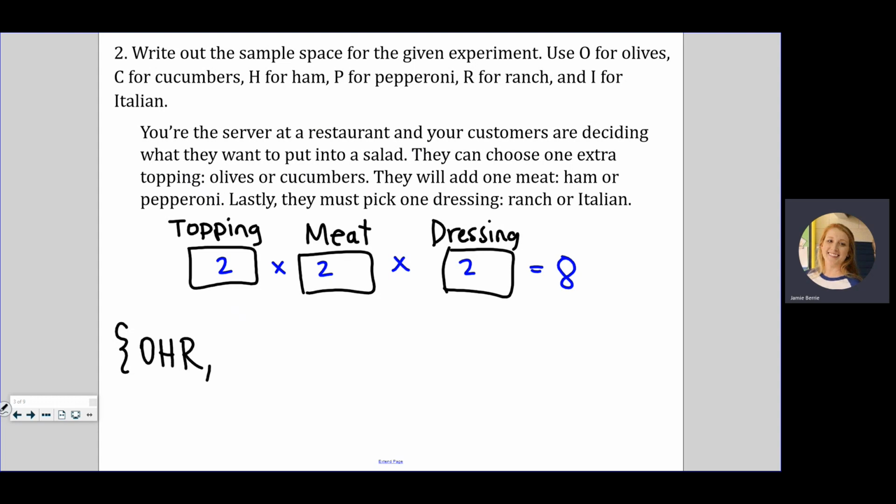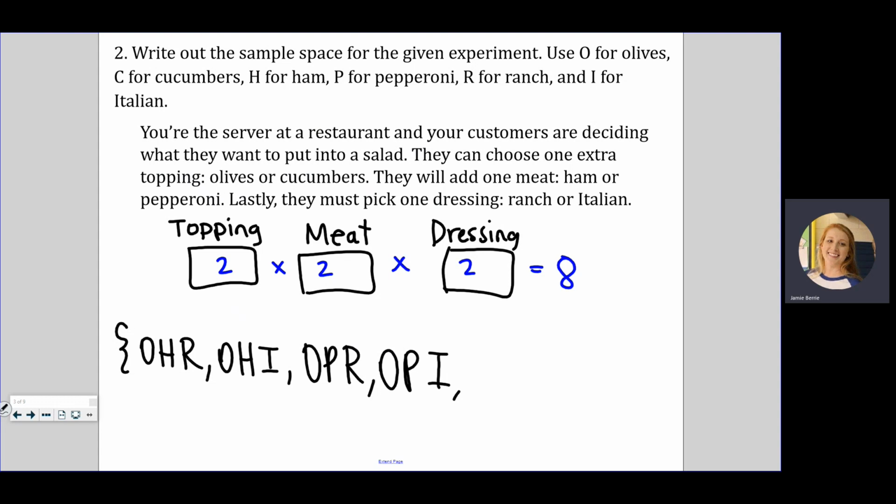All right, tell me another option that starts with olives. OHI, olives, ham, Italian. OPR. Good, OPR, olives, pepperoni, ranch. OPI, olives, pepperoni, Italian. Is that everything with olives? Yeah. So now we're going over to the other topping choice, which is cucumbers.